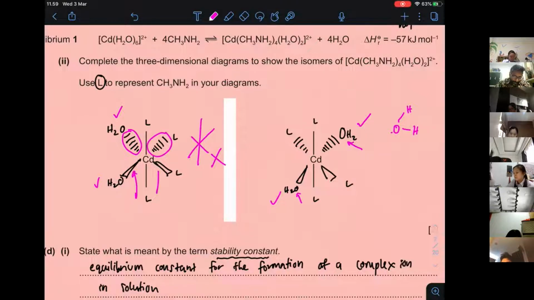If you don't show the 3D dimensional diagram in this way, you are going to be deducted marks. The two triangles that appear to come out, that is actually coming out from the piece of paper. The two lines over here, this is assuming that it is going behind. So this is going to be cis, this is going to be trans.